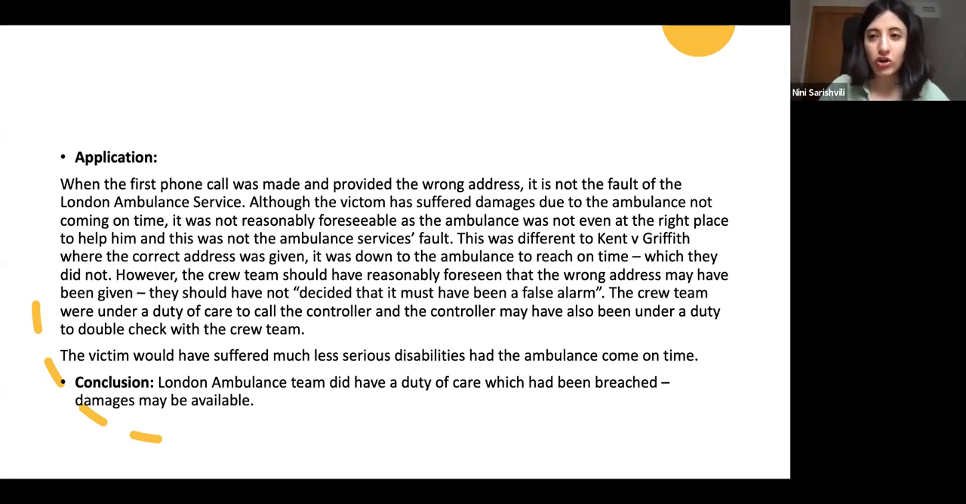In this case, the main controversy was the chain of causation, and you needed to apply relevant cases to establish whether or not there was a breaking of the chain of causation. So the conclusion would be that the London Ambulance team did have a duty of care which had been breached, and damages may be available.